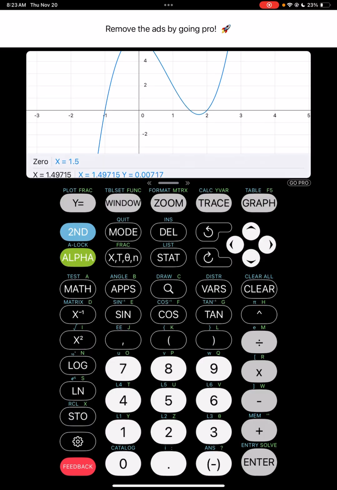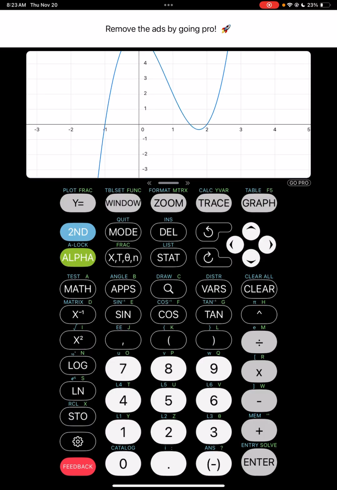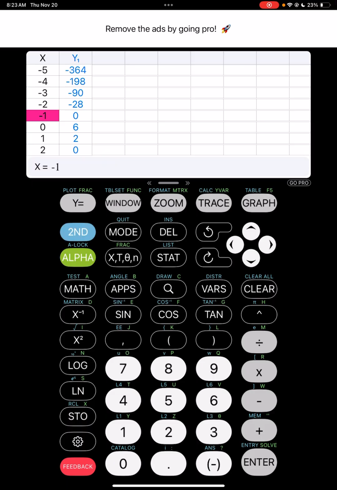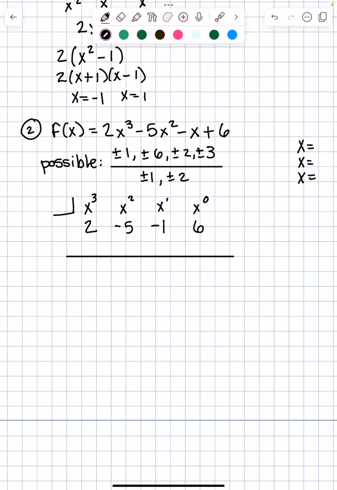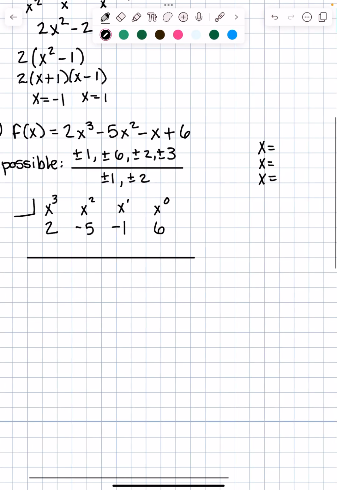So the answers that we clearly see from our table are that x is equal to -1 and x is equal to 2. We really only need one to get us started here. So let's go back to our notes. So I know 2 of my answers are that x is equal to -1 and x is equal to +2. We still have to find the third one, and we're going to have to find that by factoring.